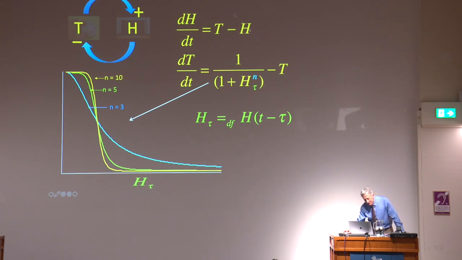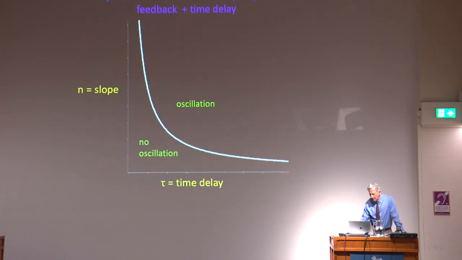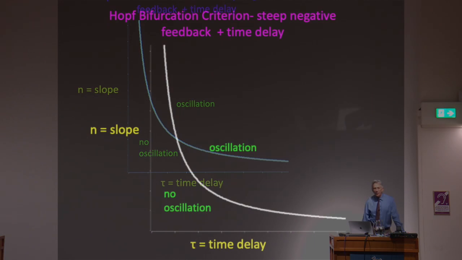So now we have this model that has two parameters, the time delay tau and this exponent n, which governs the steepness of the negative feedback. Low n is gentle feedback, high n is steep feedback. And now we apply the Hopf bifurcation theorem to this model, and this is what emerges.